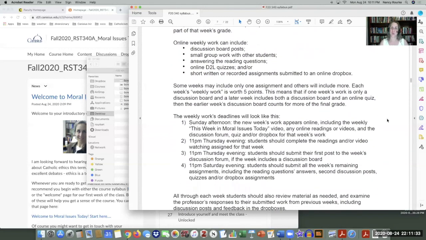Each week's work adds up to a maximum of 5 points towards the 100-point grade total that students could earn for the course. Every week has at least one kind of assignment. A lot of weeks have more than one assignment. All of this stuff can be done online.